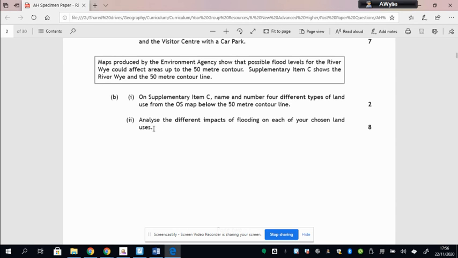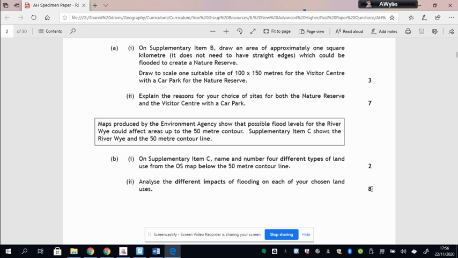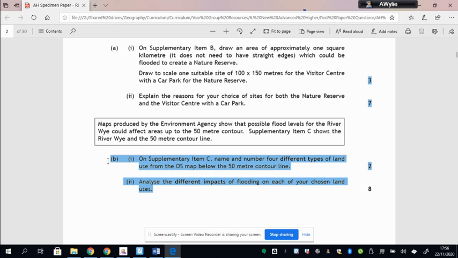So for example, here we look at analysing different impacts of flooding on each of your chosen land uses. Now, that would depend on what land uses you are selecting that lie in an area on your map. And then you'd have to use your knowledge about how flooding might impact on those land uses. That's a knowledge and understanding question relating to some material you picked up from a map. So it's quite difficult to prepare for these, but what's key is map evidence is always going to be valued and atlas evidence will always be valued.